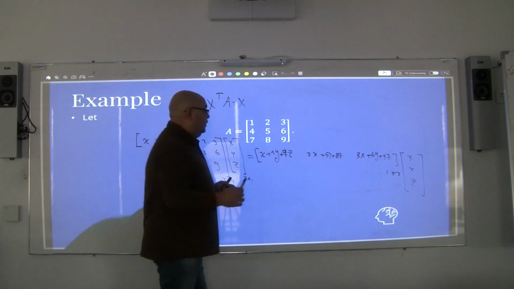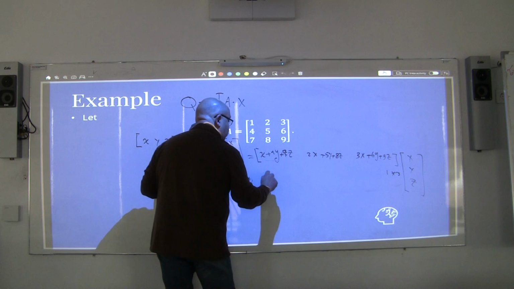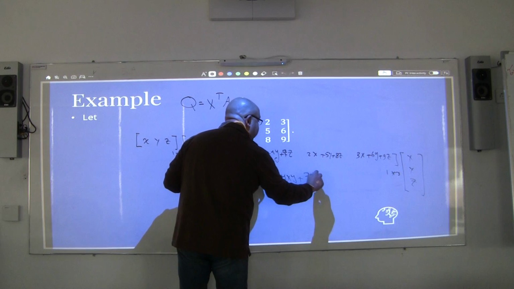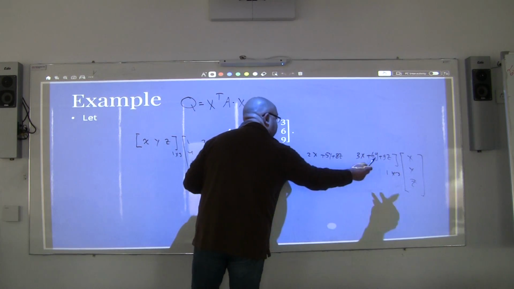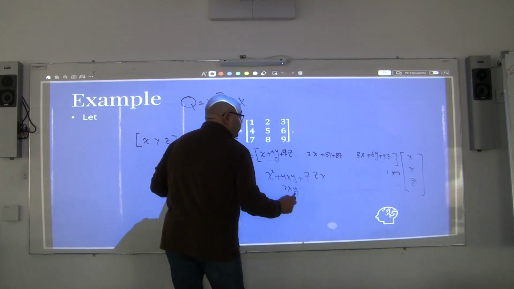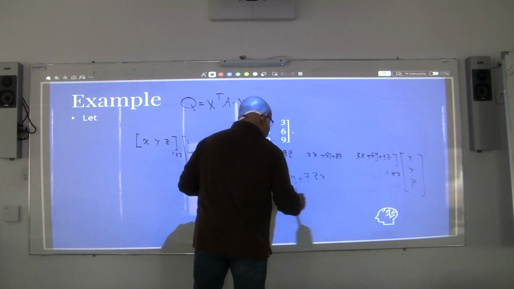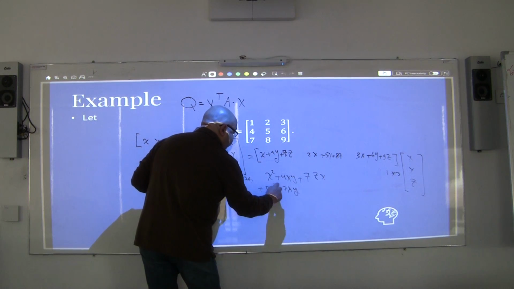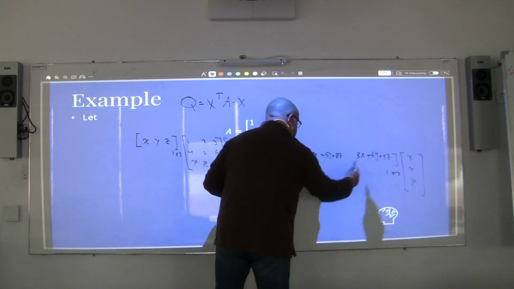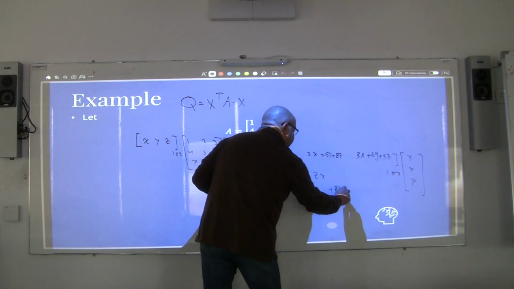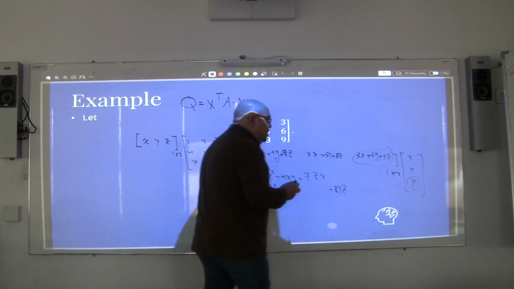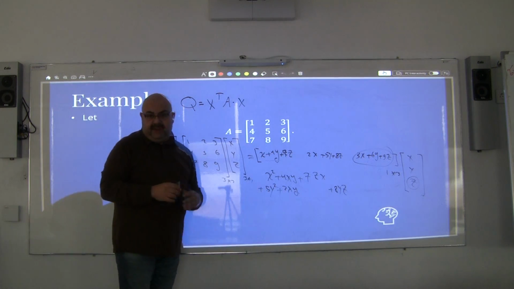Multiplying the first element by x, you will have x squared, plus 4xy, plus 7xz. Multiplying the second by y, you will have 2xy, then 5y squared, and multiplying 8z times y, you will have 8yz, and so on for the last component, multiplying by z. As you can see, I will have a quadratic form.